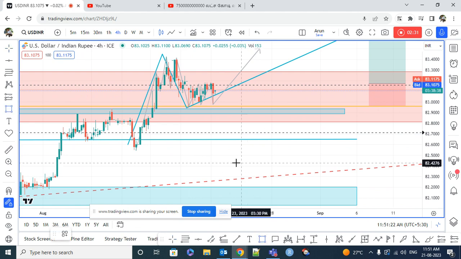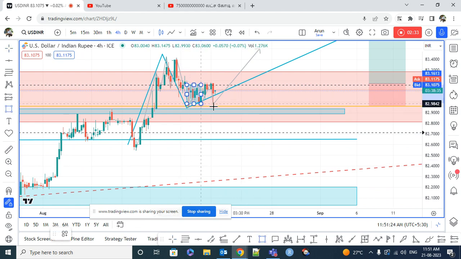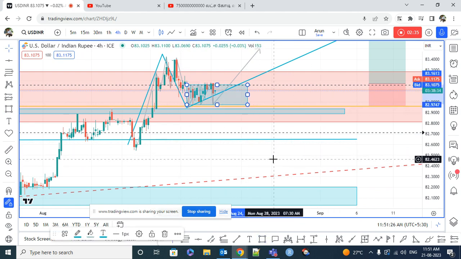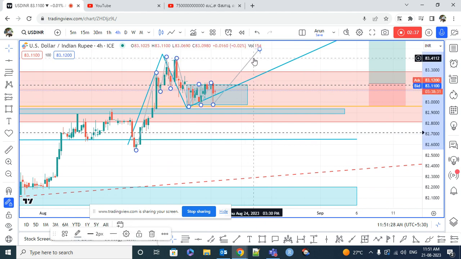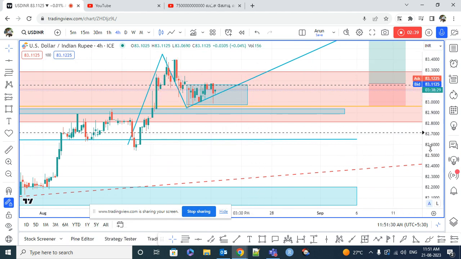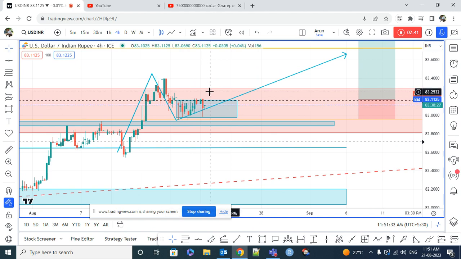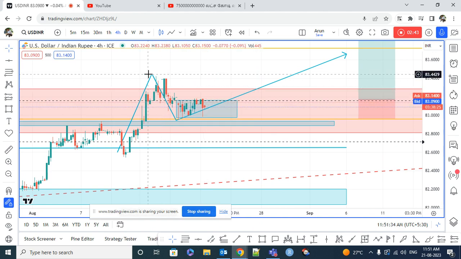Sorry, see here it is like this. Fine. So this one. If this has to break, then for the 4 hour, I said it's already in a bear trend, because here this low has broken.